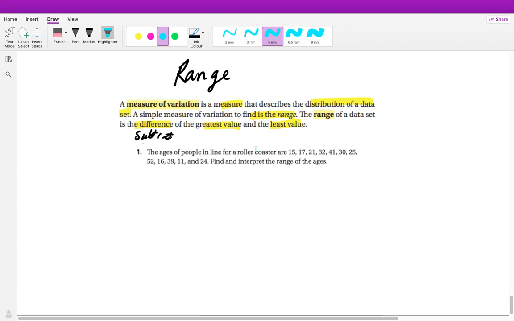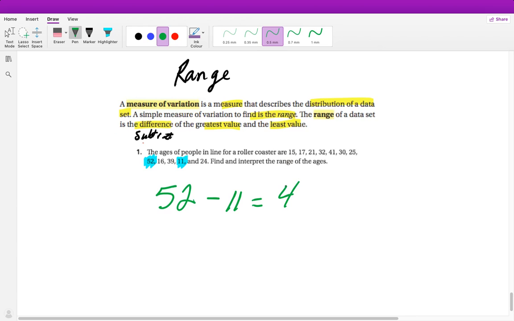When I look and see the ages of people in line for a roller coaster are 15, 17, 21, 32, 41, 30, 25, 52, 16, 39, 11, and 24. Well, 11 is my lowest age and 52 is my highest. So if I want to find the range, I would do 52 minus 11, which is equal to 41. So my range in this case is 41 years.